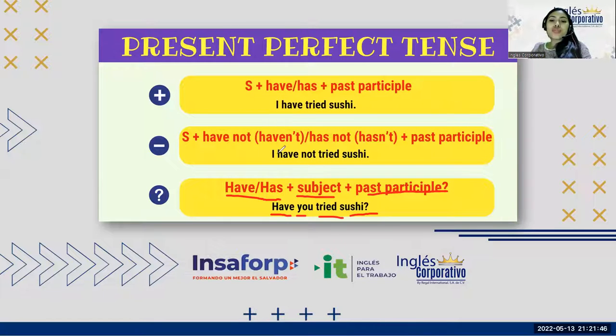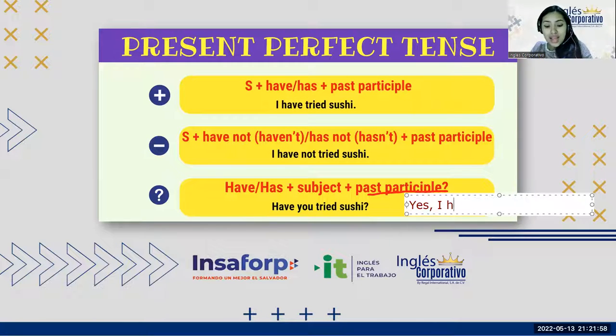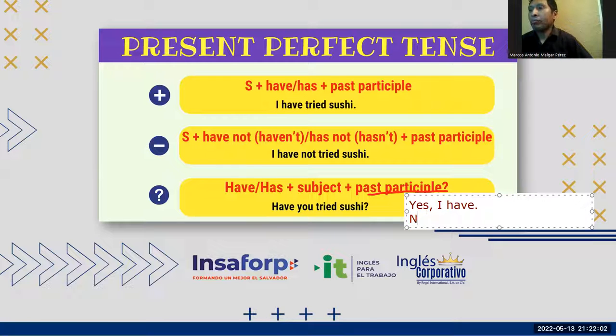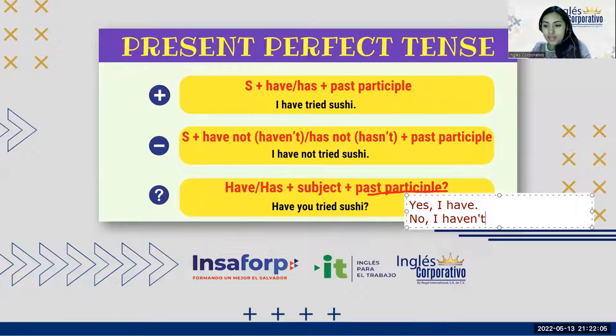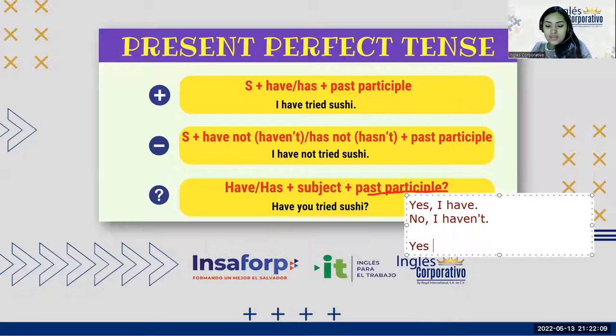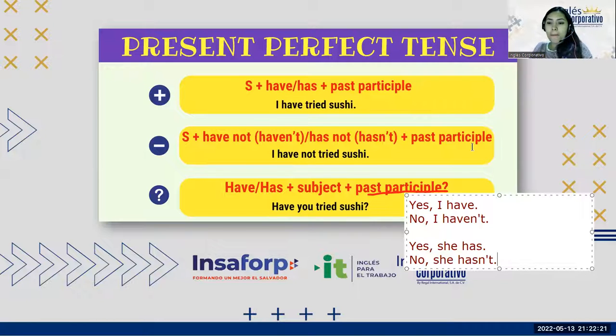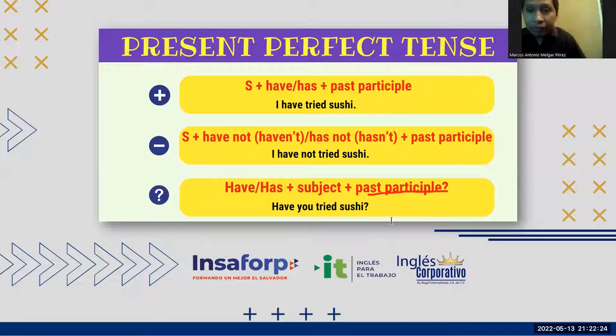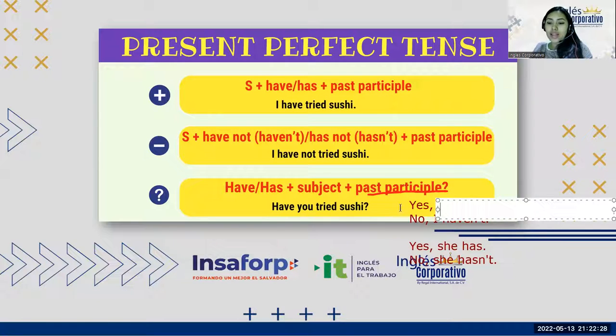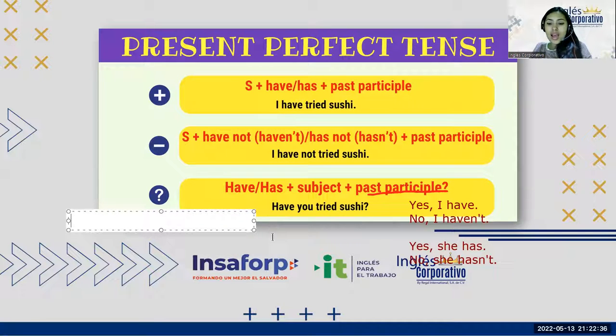Do me a favor y ahora hagamos una oración. Sorry, one yes, no question con su respectiva respuesta. ¿Cómo va a ser la respuesta, guys? Yes, con el auxiliar. Yes, I have. No, I haven't. Yes, she has. No, she hasn't. Okay? Sorry. Esa es la respuesta de la yes, no question. Yes, I have. No, I haven't. Yes, she has. No, she hasn't.